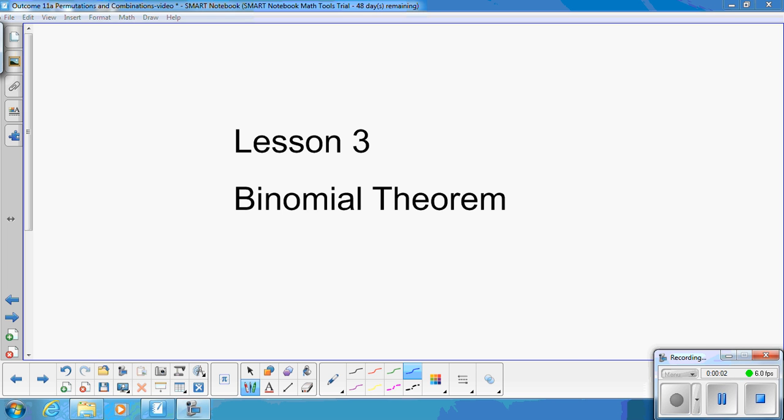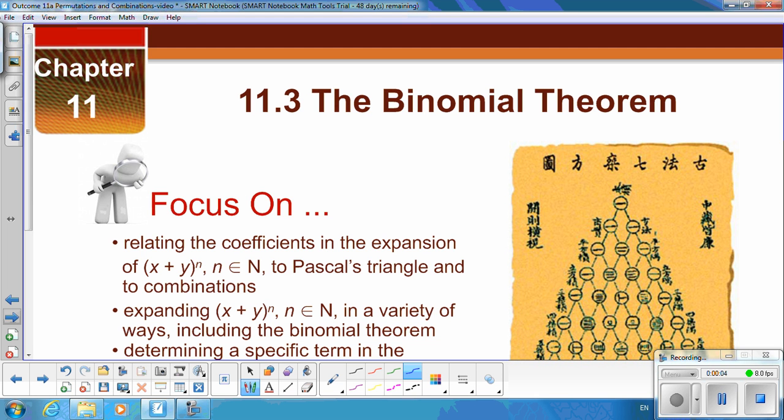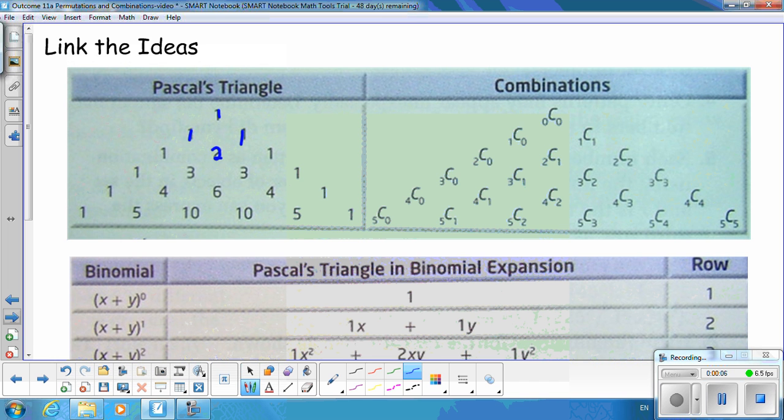Lesson 3, the Binomial Theorem. Let's start by having a look at Pascal's triangle. When we're creating Pascal's triangle, we start at the top, and each row will start and end with a 1.